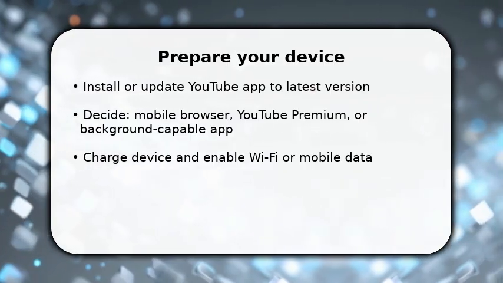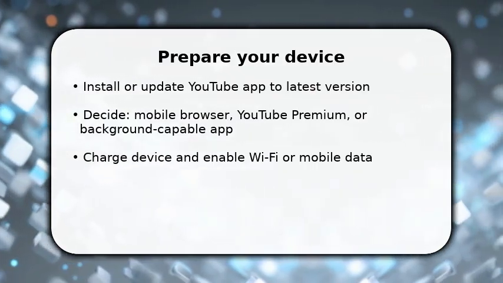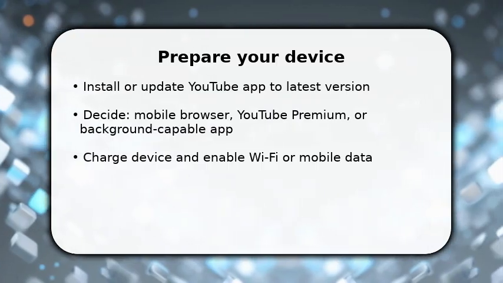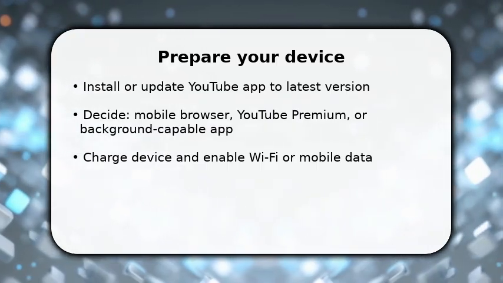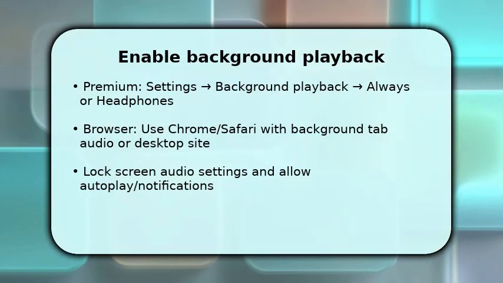Once done, open YouTube, find the song or playlist you want, and get ready for the next step where we configure playback and permissions. Now enable background playback.